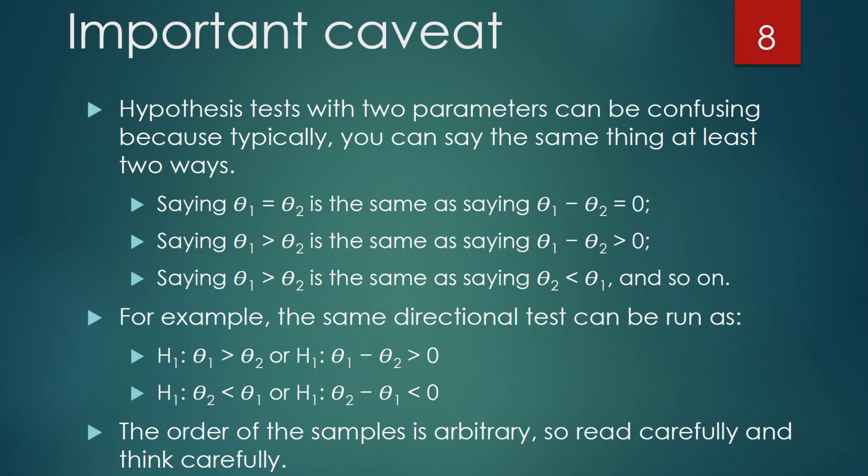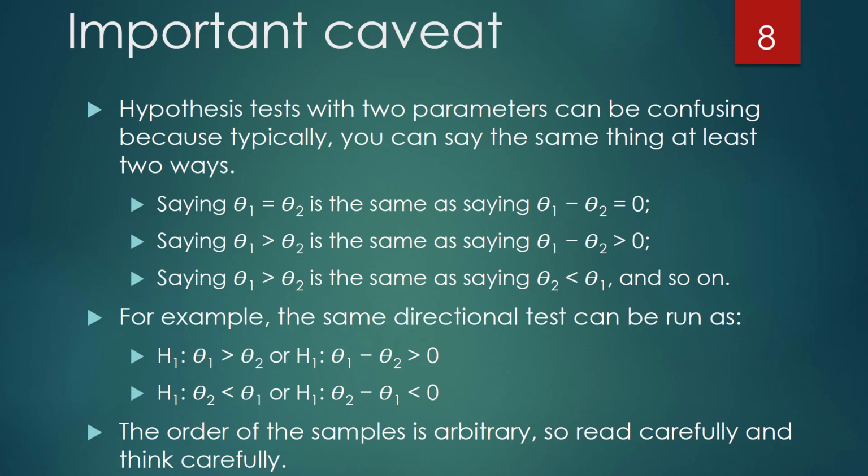For example, when you're doing a hypothesis test for two proportions, there's always more than one way to say what it is that you're trying to say. In other words, on this particular slide here, I'm using the Greek letter theta as a stand-in for a parameter of some kind. So it could be a population mean, mu. It could be a population proportion, p. It could be a population standard deviation, sigma, something like that.